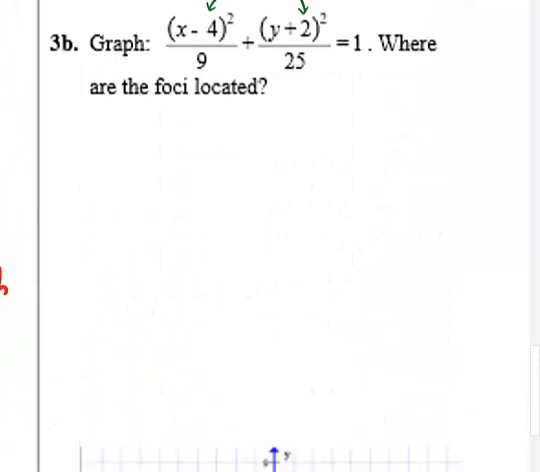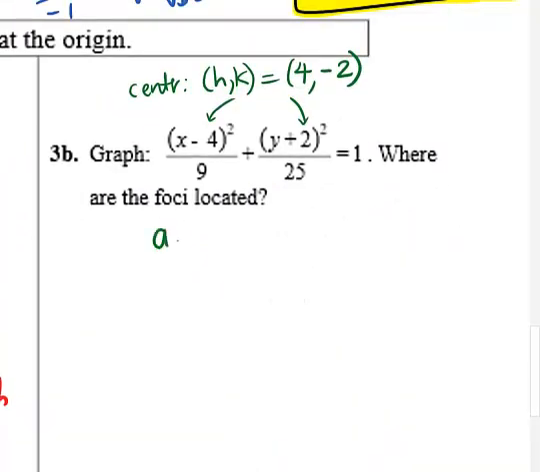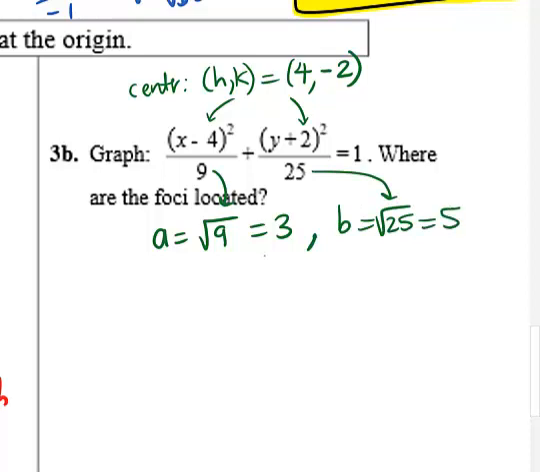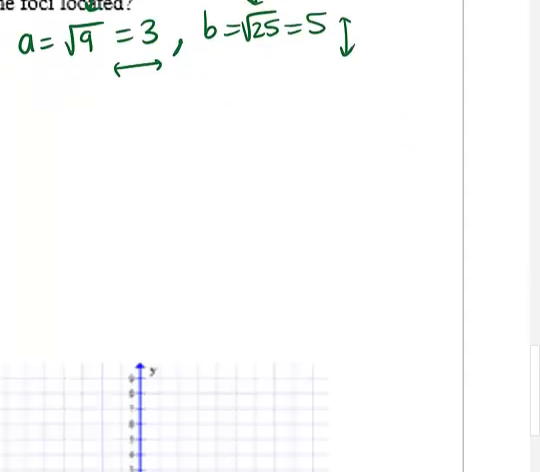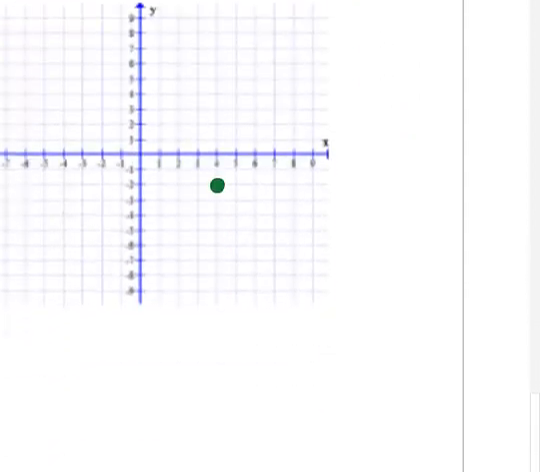Okay, and then if I find the values of a and b, a should be the square root of the number below x, so 3. And b should be the square root of the number below y, so 5. Then I should extend left and right 3 units from the center, and up and down 5 units from the center. So from that center I'm going to go 3 left, and 3 right, but 5 up, 1, 2, 3, 4, 5, and 5 down, 1, 2, 3, 4, 5. There we go.